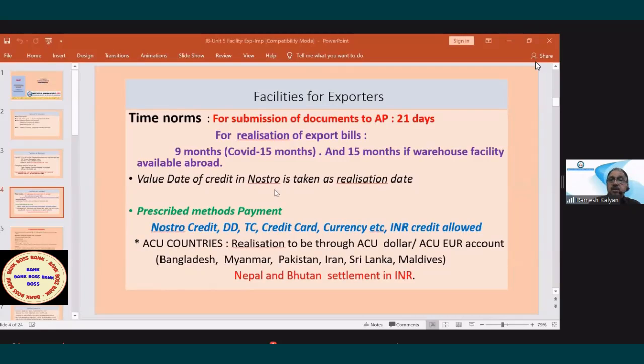And value credit in Nostro is known as the value credit realization date. And the proceeds of the payment, practically you will be getting as a Nostro credit. That is how 99.99% comes. But theoretically, you are permitted to accept all payments, in any currency, INR credit, everything is allowed. Credit card, online payment, everything is allowed. But mostly 99.99% only Nostro credit comes.